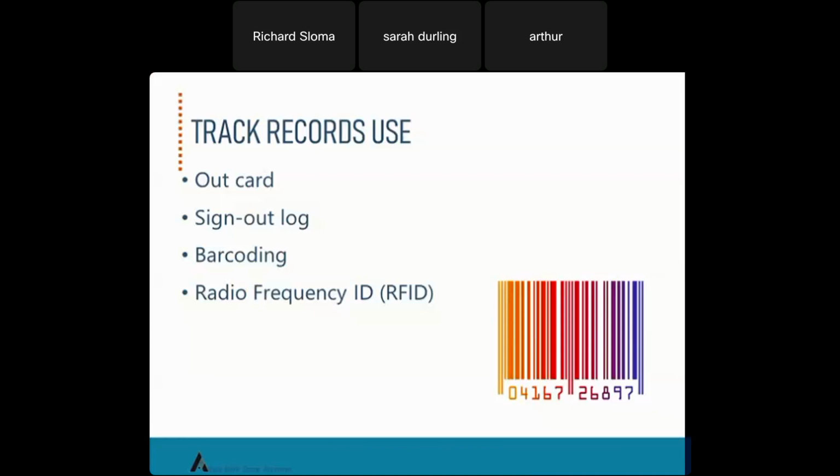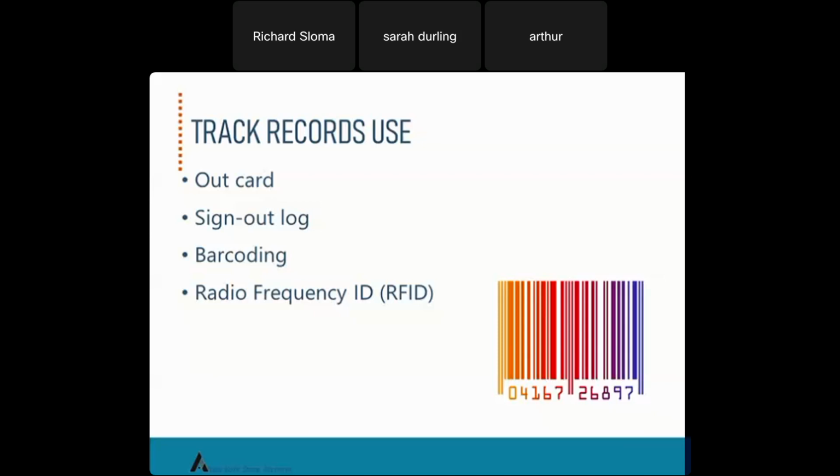For those of you that are old school, there's the out card, a low-tech and low-cost way of tracking and identifying what records have been removed, who currently has them, and when they were removed and returned. It's a physical card that's usually put in the place where a record was originally stored. However, if staff forget to use the card properly, there's the risk that records could go unaccounted for or even be misfiled.